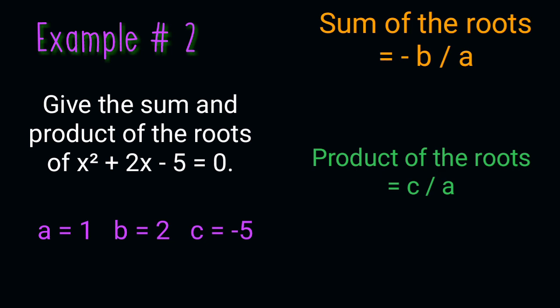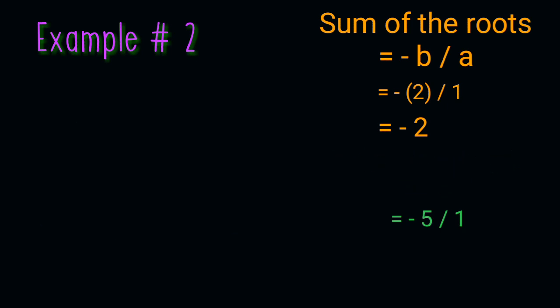So let us solve for the sum of the roots. Negative times the value of b, which is 2, over the value of a, which is 1. Kapag sinimplify natin, we have negative 2 over 1, or simply negative 2. For the product, c over a, the value of c is negative 5, the value of a is equal to 1, so we have negative 5 over 1, na kapag sinimplify natin, ay negative 5. So the sum of the roots is negative 2, and the product of the roots is negative 5.